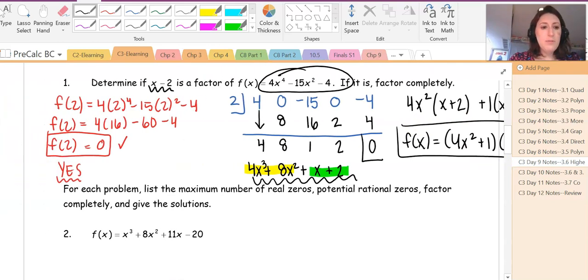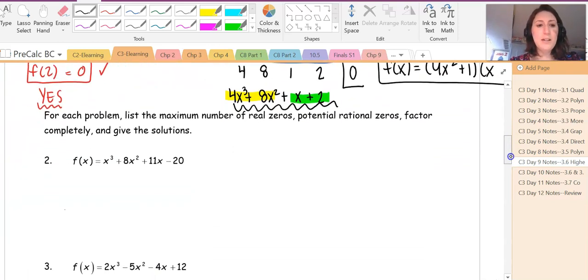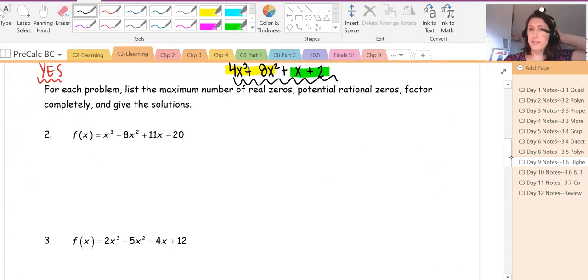All right, let's keep moving. For each problem, we are going to list the maximum number of real zeros, the potential rational zeros, we'll factor completely, and we'll give the solutions. And we can use our calculator for this as well in order to help us. Okay, now your max number of real zeros is just referring to the degree of your equation.